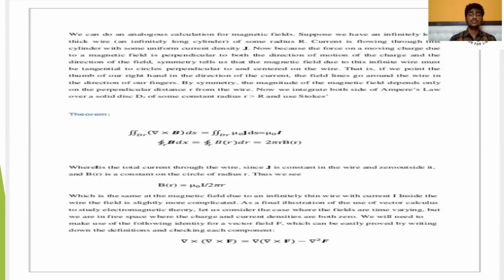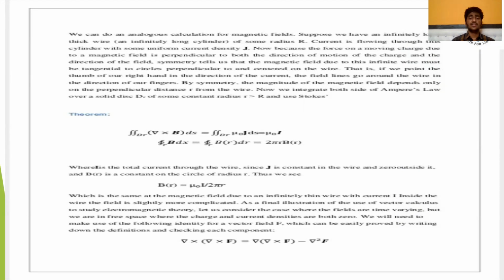greater than the wire radius, using Stokes' theorem. The double integral of (∇ × B) · dS is equal to the double integral of μ0 J · dS, which is equal to μ0 I. The line integral of B · dl is equal to the integral of B(r) r dθ, that is equal to 2πr B(r), where I is the total current through the wire, and J is constant in the wire and 0 outside it, and B(r) is constant on the circle of radius r. Thus we see B(r) is equal to μ0 I by 2πr.